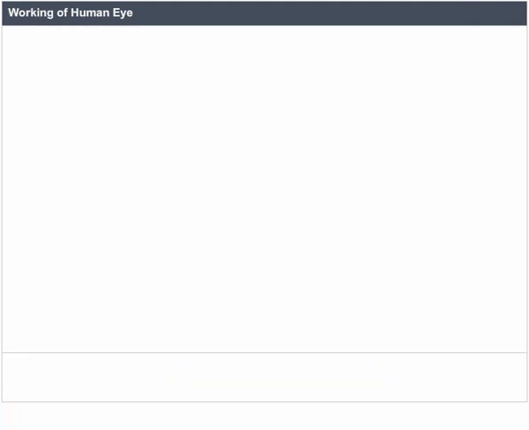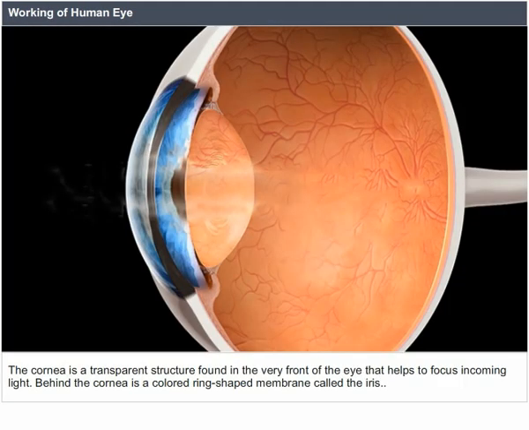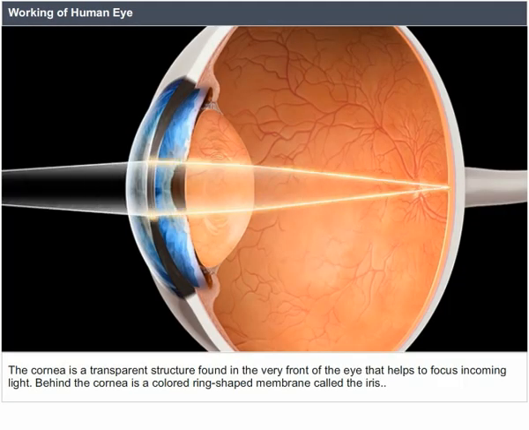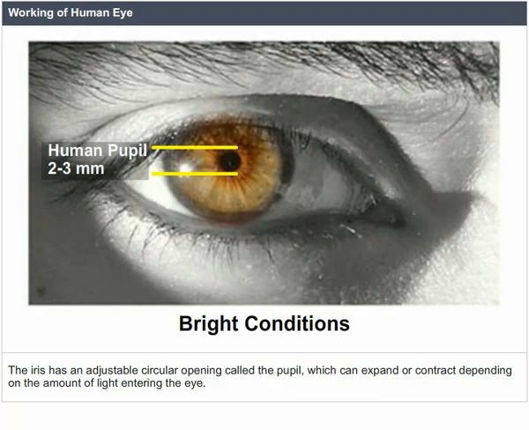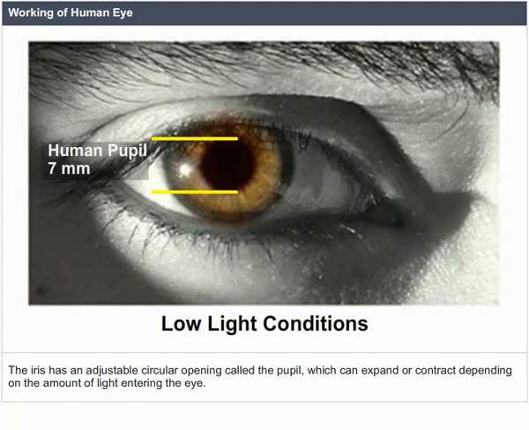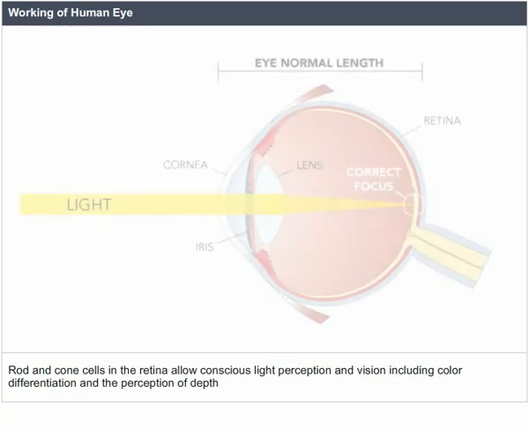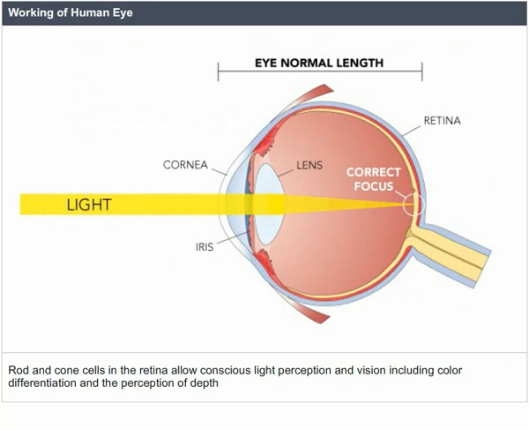Working of human eye. The cornea is a transparent structure found in the very front of the eye that helps to focus incoming light. Behind the cornea is a colored ring-shaped membrane called the iris. The iris has an adjustable circular opening called the pupil, which can expand or contract depending on the amount of light entering the eye. Rod and cone cells in the retina allow conscious light perception and vision, including color differentiation and the perception of depth.